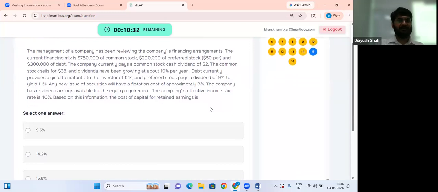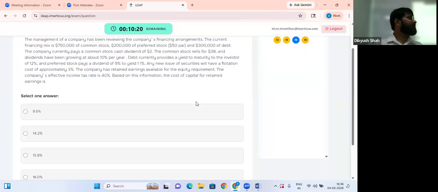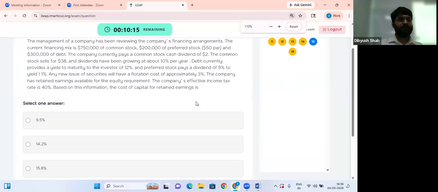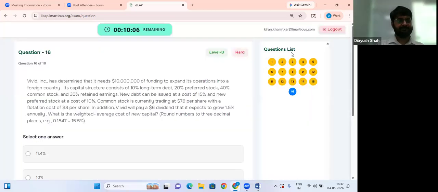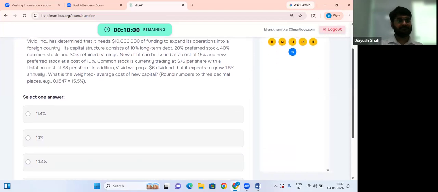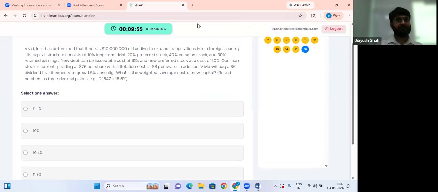Same question, I think. This will be your homework, straightforward. They are just asking cost of capital for retained earnings. Remember, for retained earnings, there is no concept of flotation cost. Remember this very, very clearly. Even though they have given flotation cost, you will have to ignore it because they are asking retained earnings. What is the weighted average cost of capital? Homework. So that's it for weighted average cost of capital. Thank you.